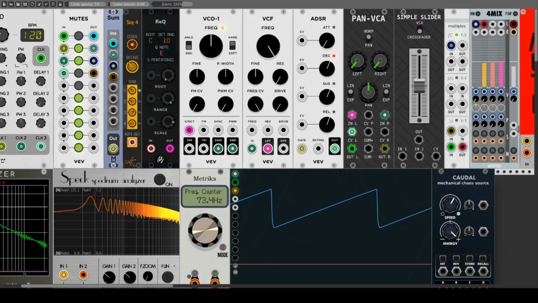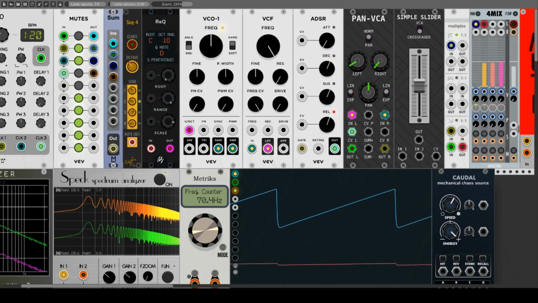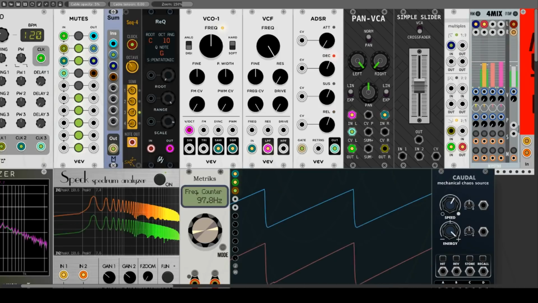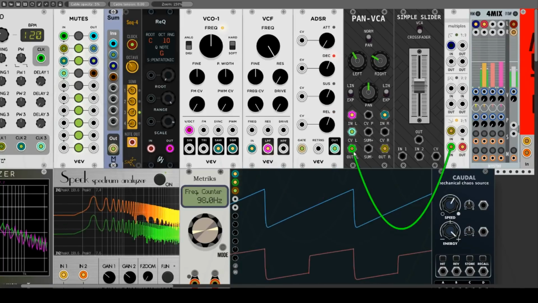The pan VCA from MSM modules also consists of two independent identical units, at least in the switch position norm. Here we have an attenuator for each side, which starts at 0 on the left and does not reach twice the amplitude on the right. Each side has a separate input, output and CV input, and a switch for linear or exponential modulation.